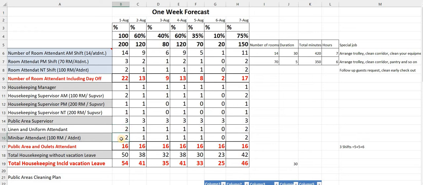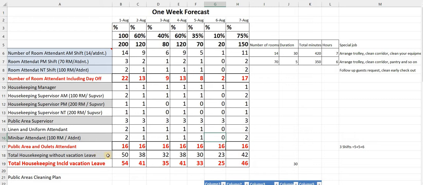Minibar attendant, you could assign 100 rooms to each one, so you need 2. When you have 60% occupancy, you need only 1. When you have 10% occupancy, assign one of the housemen or the public area supervisor, or one of the supervisors you have, to handle this, because you have only 20 rooms, and it's easy to handle 20 rooms.